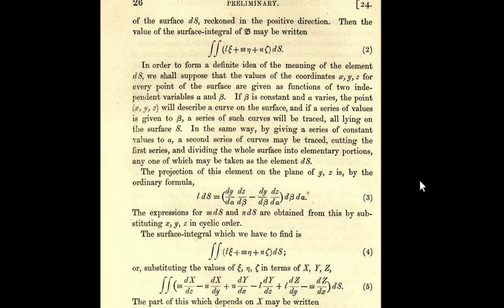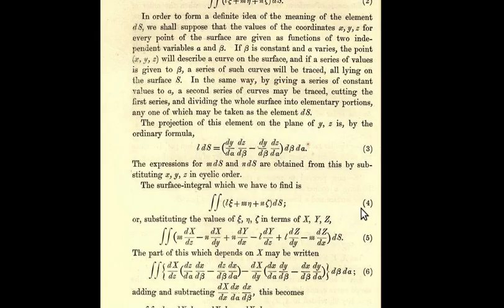If beta is constant and alpha varies, the point xyz will describe a curve on the surface. And if a series of values is given to beta, a series of such curves will be traced, all lying on the surface S. In the same way, by giving a series of constant values to alpha, a second series of curves may be traced, cutting the first series and dividing the whole surface into elementary portions, any one of which may be taken as the element ds.